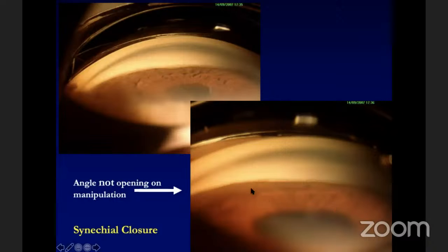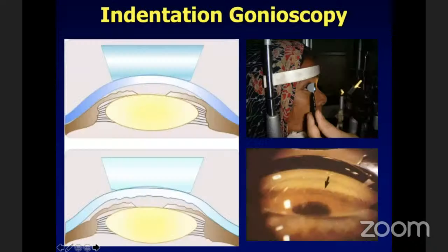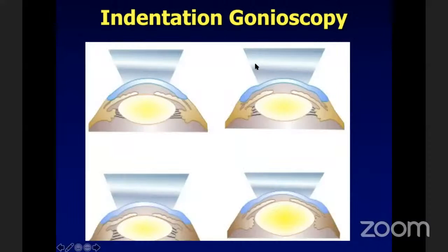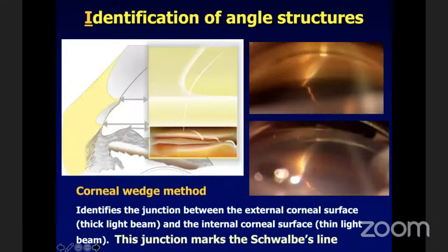In this situation, you can see on manipulation also the angle has not opened, and this is a synechial angle closure. If the angle doesn't open on manipulation, then you can do indentation gonioscopy. So here you are just pressing the lens on the cornea and pushing aqueous into the anterior chamber angle. When you do this, if the angle opens up, that means it was appositional closure. If the synechia remain as such, that means the angle is not going to open with pressure. That is a synechial angle closure. That is why you use indentation gonioscopy.